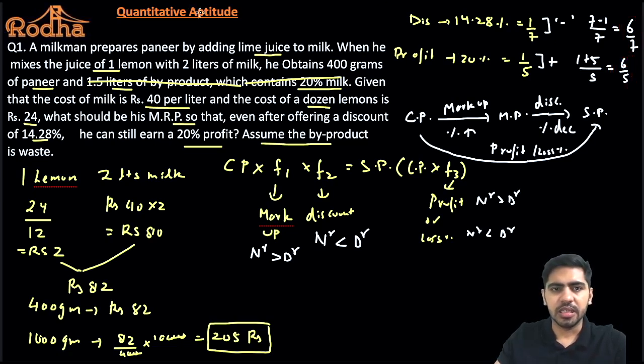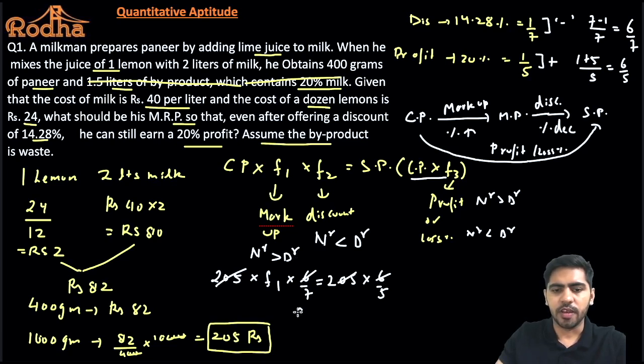So can I say my CP is 205? So let us substitute it here. So 205 into F1, which is something that I need to find, into F2, which is nothing but 6 by 7, is equal to SP, right? And SP is CP into F3, so CP is 205 into F3, which is 6 by 5. So on solving this, 205 and 205 cancel, 6 and 6 cancel. So the value of F1 is 7 by 5, and that is my multiplying factor for the markup.